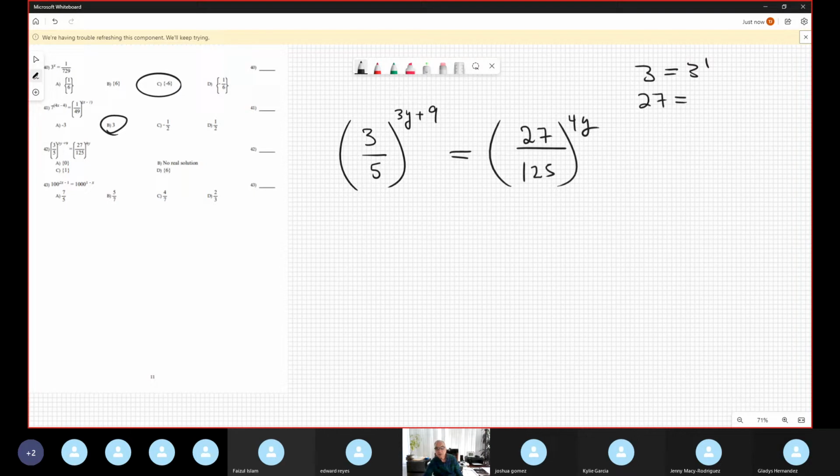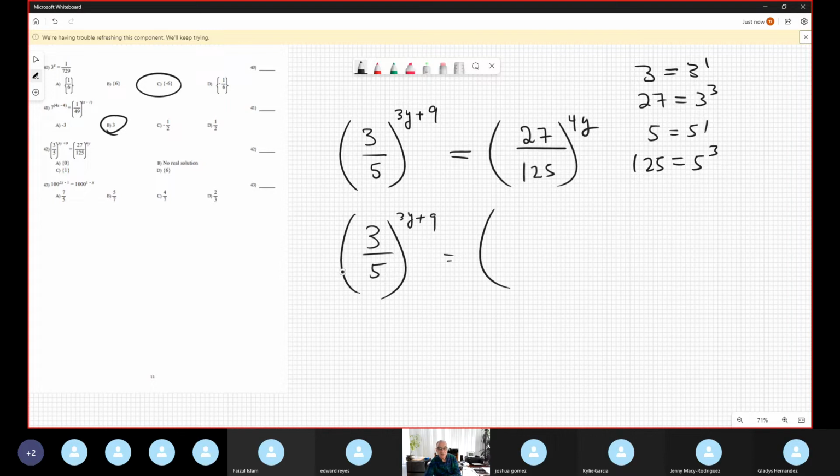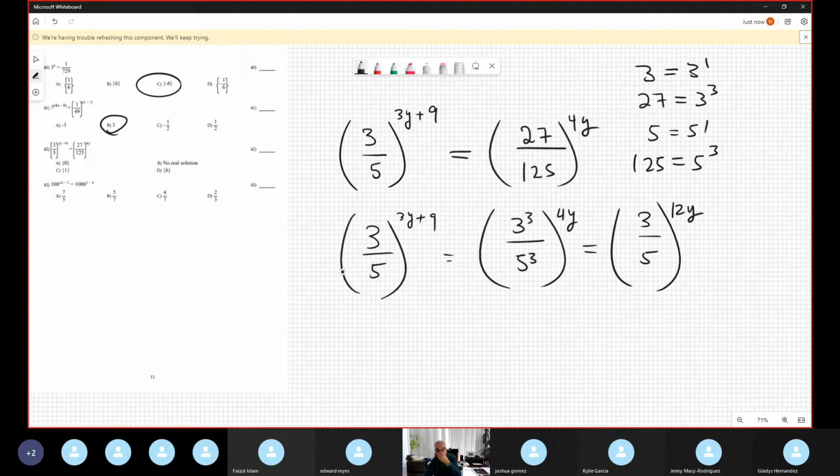27 is 3 to the third power, and 125 is 5 cubed. Okay, so we have (3/5) raised to the 3y plus 9 is equal to, when you replace it, (3 cubed over 5 cubed) raised to the 4y. This is equivalent to (3/5) raised to the cubic, where you put the cubic outside, and multiplied by 4y is 12y. Make sense?